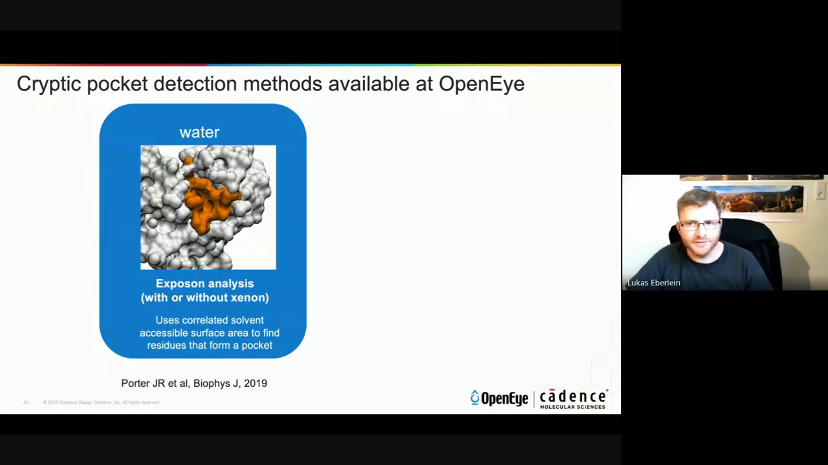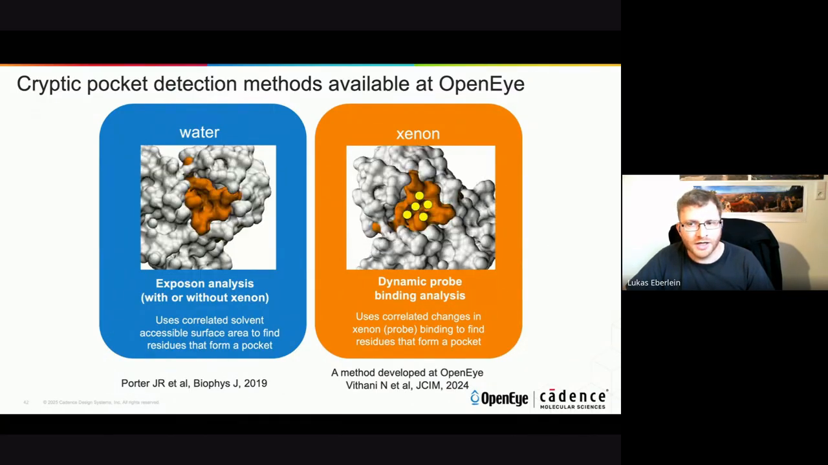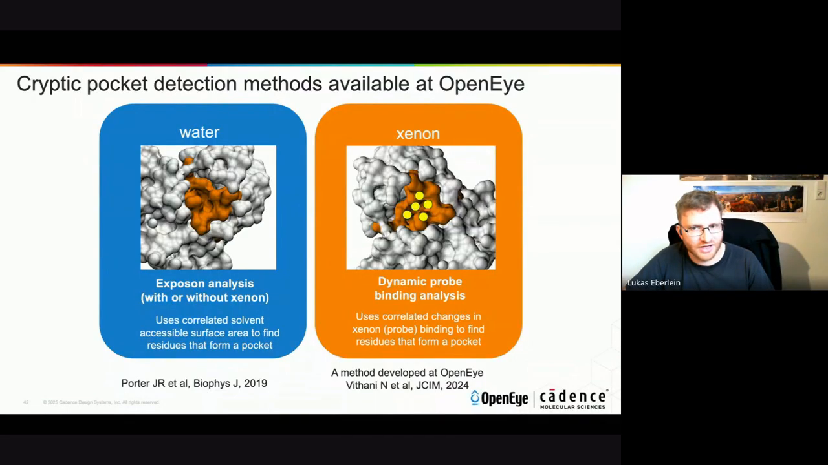We were highly inspired by this method and developed our own method, which is called dynamic probe binding analysis, where you can run a simulation in the presence of xenon using our protein sampling protocol. And we have an analysis method that can look at the correlated changes in the binding propensities of xenon to the protein. These are two alternate methods. The exposon analysis allows us to look at the conformational selection axis, and the dynamic probe binding analysis allows us to look at the induced fit mechanism axis.